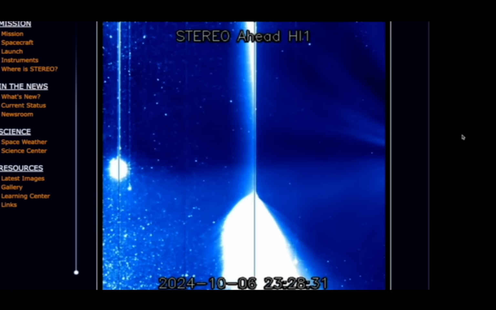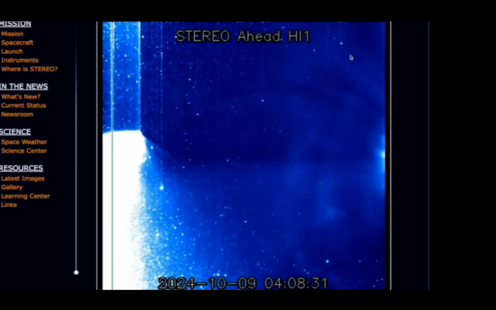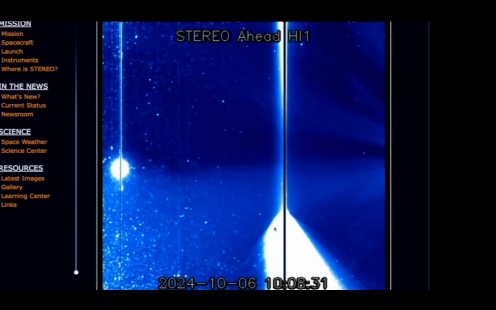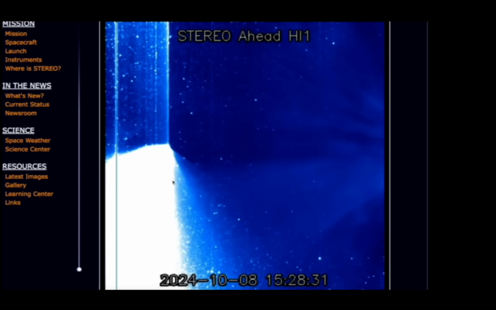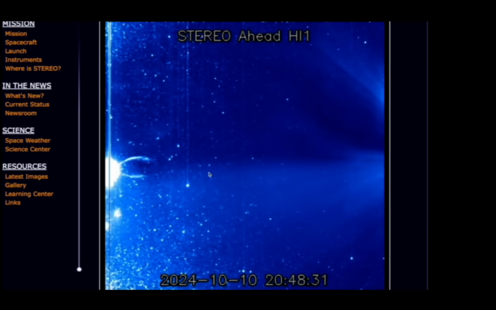What's going on, guys? What you're looking at here is an image from space. This is a spacecraft that monitors solar flares and CMEs that are Earth-directed. This is the Earth right here. What you're looking at from October 7th, 8th, 9th, and then the 10th, the Earth was completely consumed by a comet tail. Did you see that?